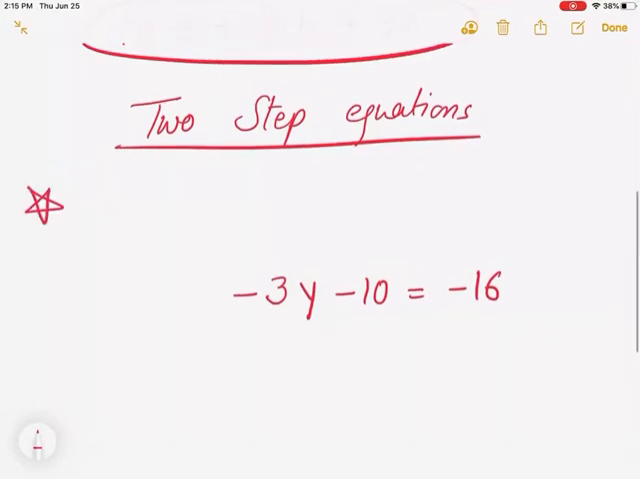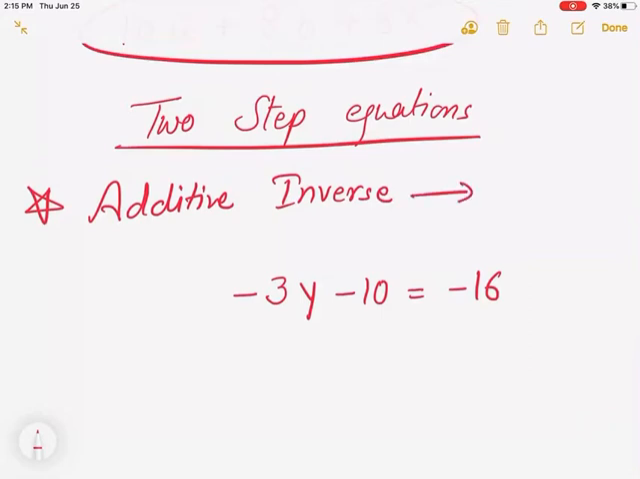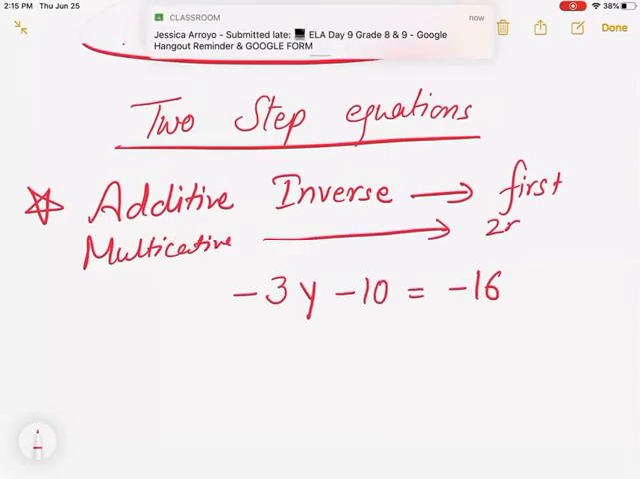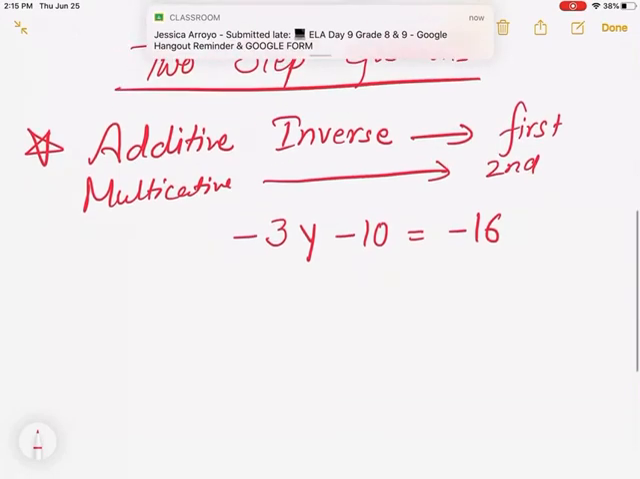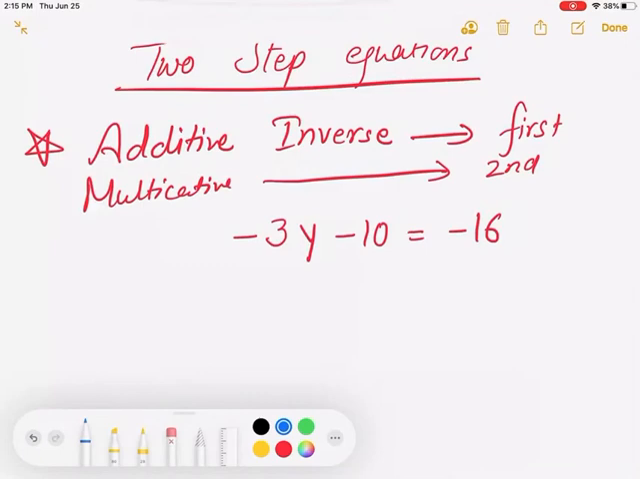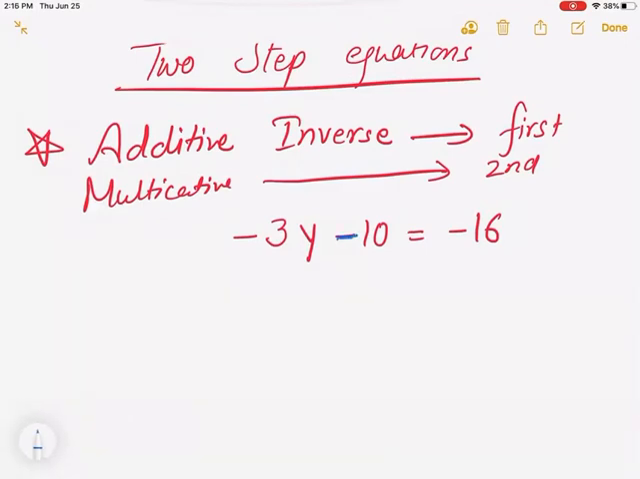But keep in mind, we always do additive inverse first. That's always going to be first. And then we do multiplicative inverse. That's the second part. Whatever is being added or subtracted to that variable, we get rid of that first. So I see negative 10. What would be its inverse or opposite? I would add 10 to both sides.